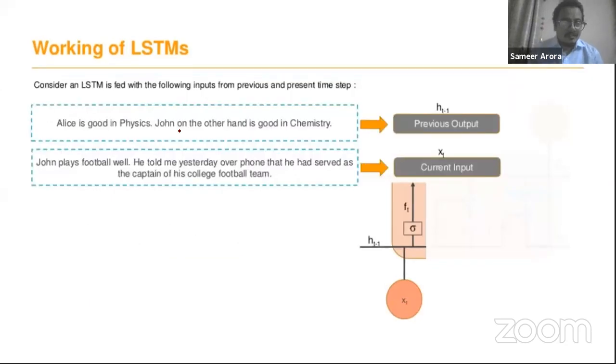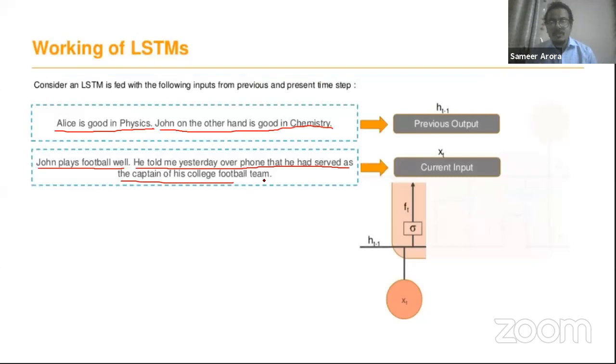Suppose we have an example. The first information is: Alice is good in physics. Another sentence is: John, on the other hand, is good in chemistry. The next data input is: John plays football well. He told me yesterday over the phone that he had served as the captain of the college football team. So when we have the previous output, it identifies the data on the basis of full stops. After the full stop, it identifies that initially the subject was Alice, but that the first subject isn't used anywhere or involved anywhere in the next data. So the previous output says that this statement is irrelevant, or not as important for us.